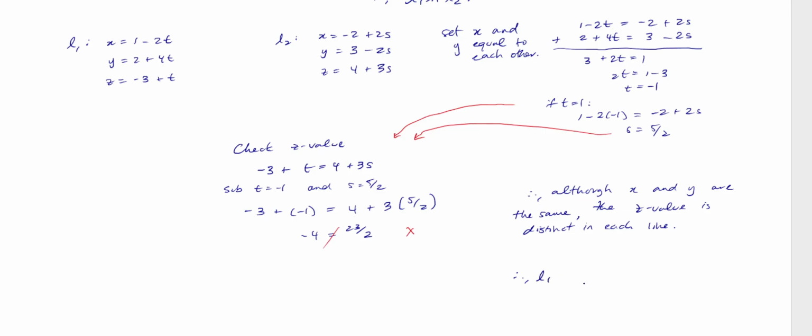Therefore, line 1 does not intersect line 2, and you say line 1 and line 2 are skew. That means that in 3 space, line 1 and line 2 are not parallel, but they also don't intersect. Okay, and so we'll throw a box around that answer.